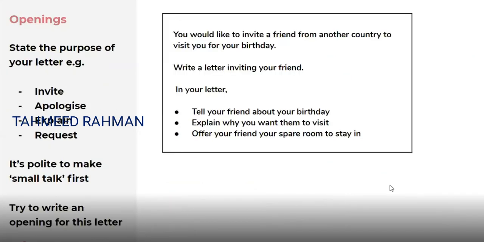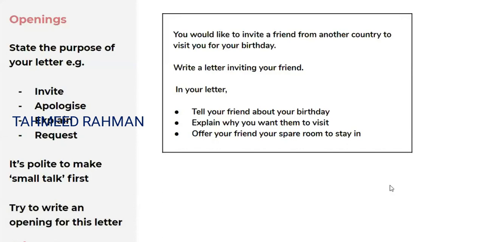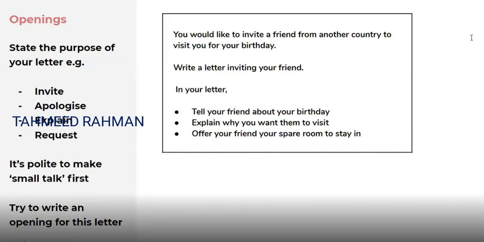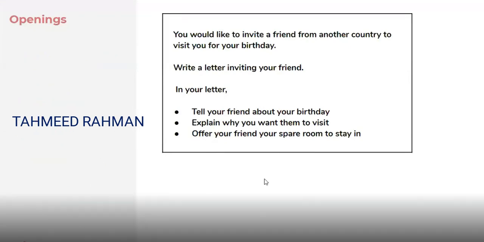Now let's start to understand the purpose of the letter. Because it's an informal letter, you are allowed to make small talk. You are allowed to initiate the conversation by saying some catching up, saying some things that you have missed out on. And then once you've done that, you should start writing the opening of the letter.